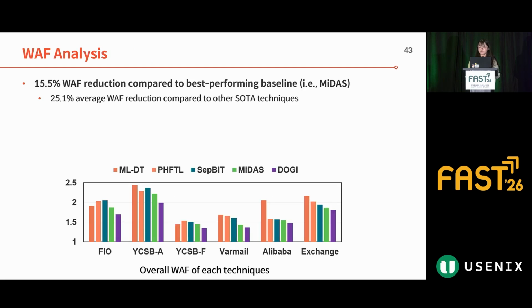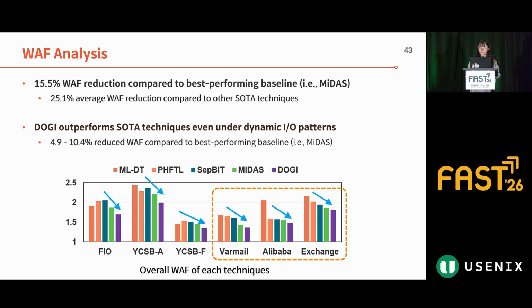First, we evaluate if DOGI effectively reduces WAF compared to other SOTA techniques. DOGI shows reduced WAF compared to other techniques. It achieves a 15% average WAF reduction compared to the best performing baseline, MIDAS. And it even outperforms other techniques on workloads with dynamic I/O patterns such as Farmail, Alibaba, and Exchange.